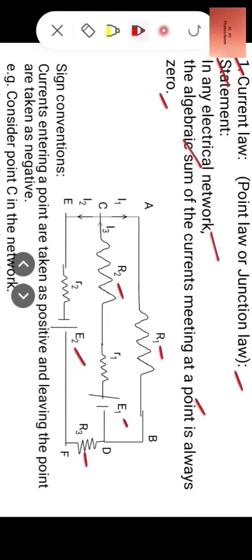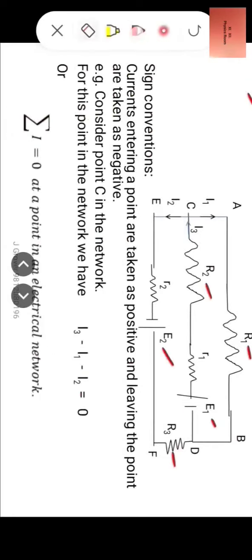Now for the current law, what are the sign conventions? Sign conventions for current law are as follows. Currents entering a point are taken as positive and leaving the point are taken as negative. We can take the reverse of it also. Sometimes the currents entering a point are taken as negative and leaving the point are taken as positive. But we are not going to do that here. Here we will do what we have written, that currents entering a point are taken as positive and leaving the point are taken as negative.